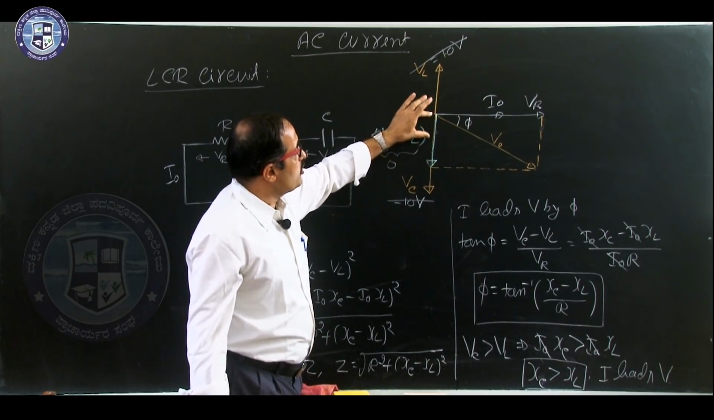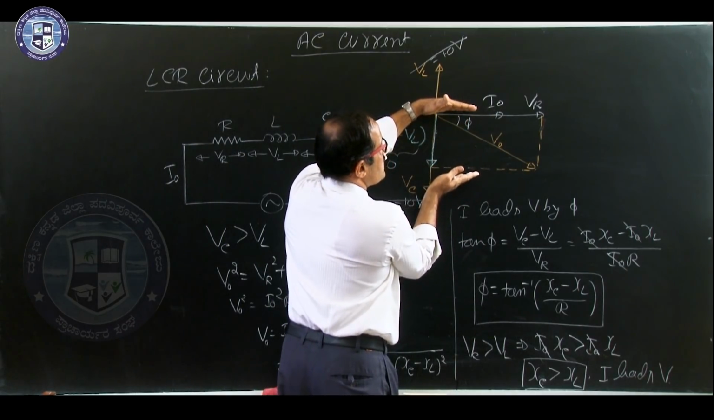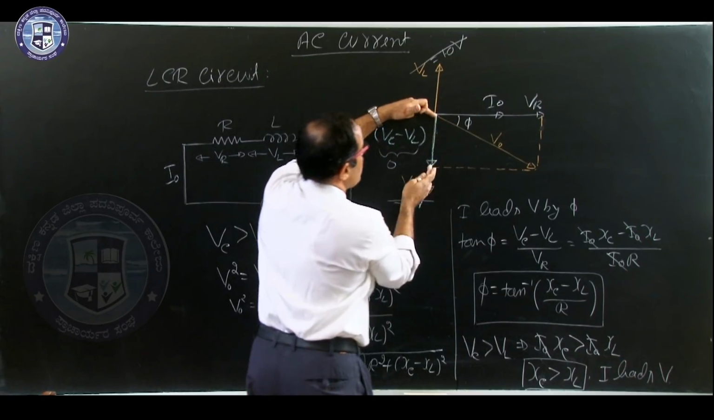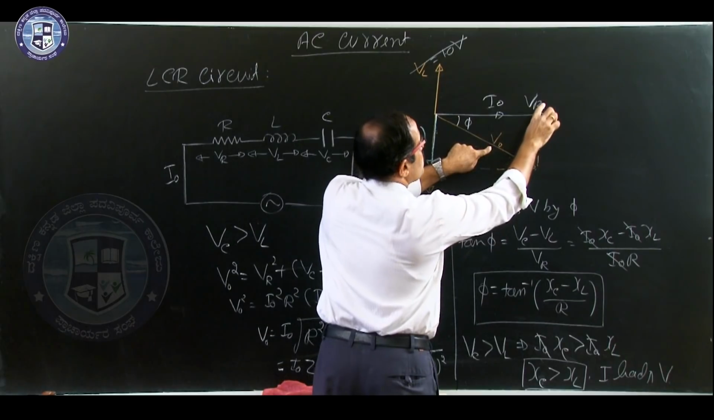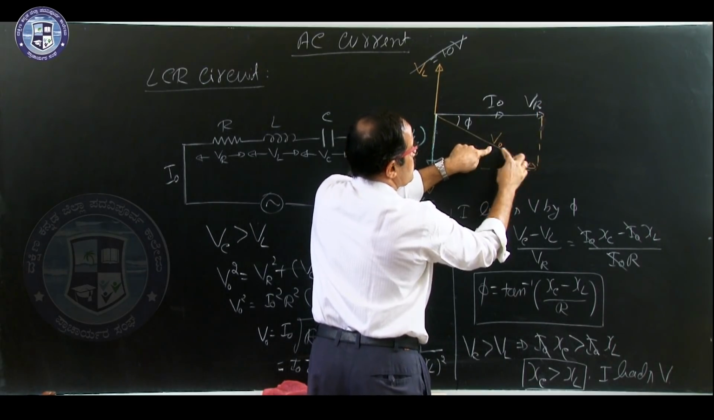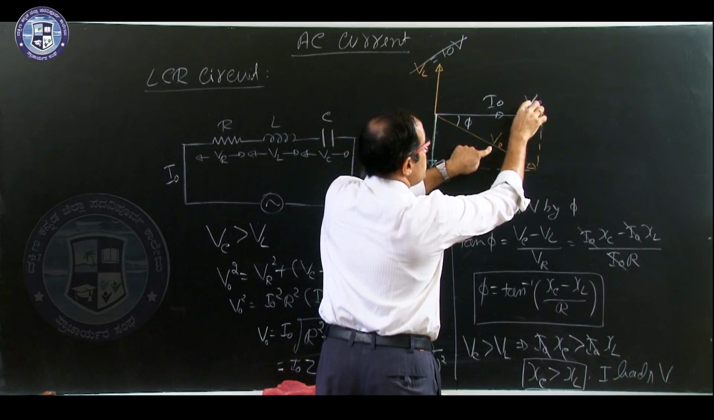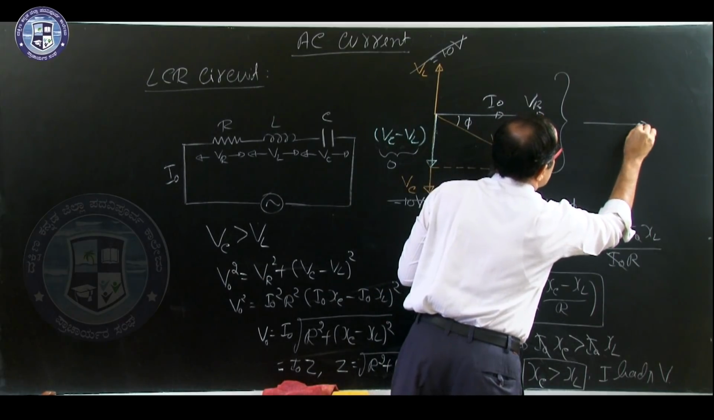If this value becomes 0, then this rectangle collapses. This side becomes 0. V naught, is it not falling on VR? This phasor falls on VR. Means this drawing becomes like this, I naught.